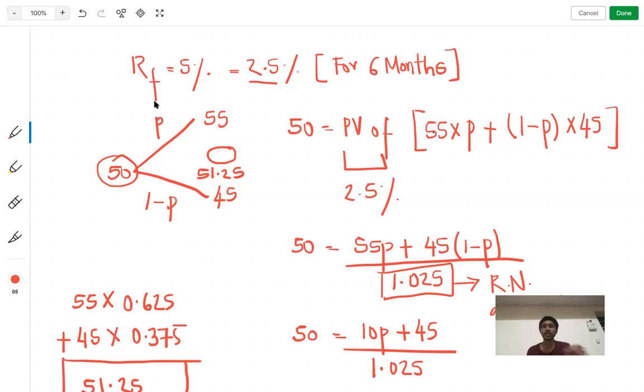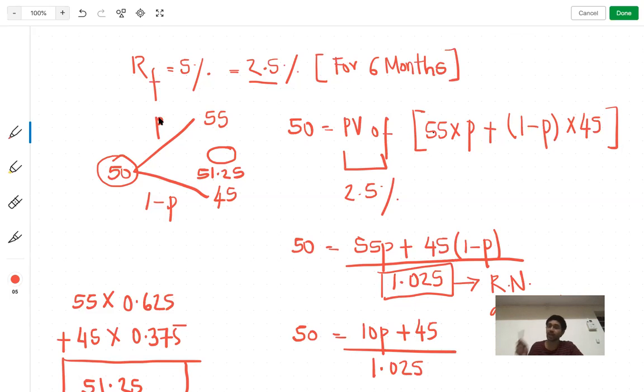So are these probabilities the real world probabilities? Absolutely not. The real world probabilities can be anything else. It could be 0.5 and 0.5. Real world probabilities could be 0.7 and 0.3, or 0.8 and 0.2, etc. But these are the risk neutral probabilities. Risk neutral probability basically means the probabilities that have been assigned by a risk neutral investor.